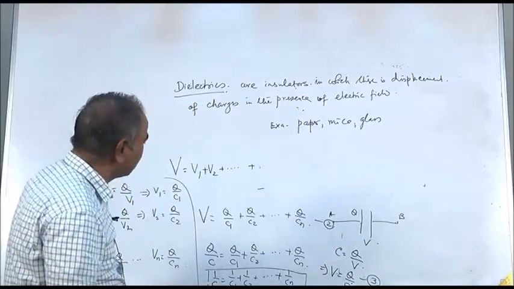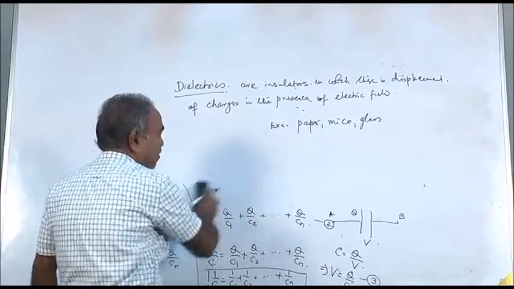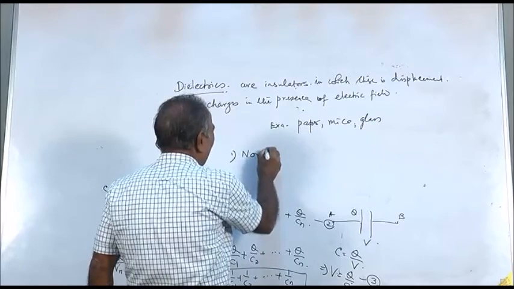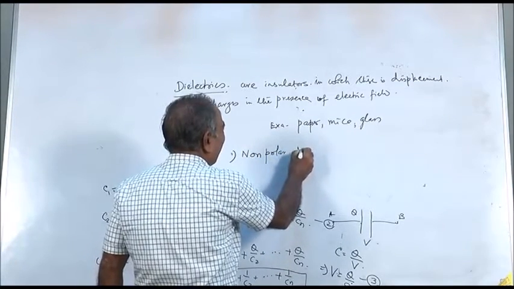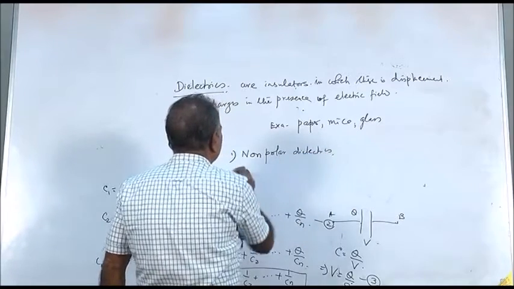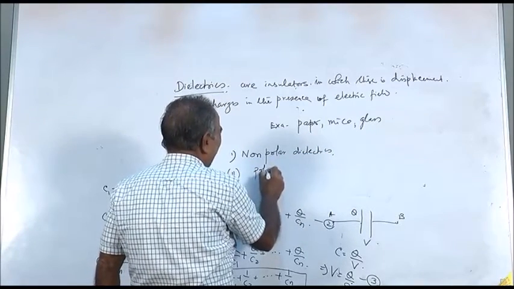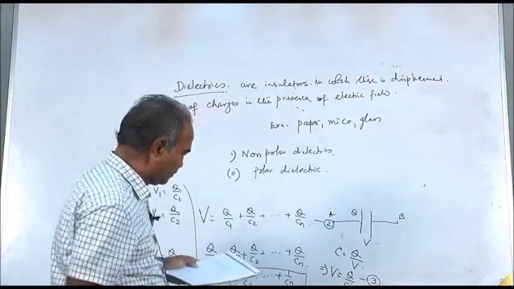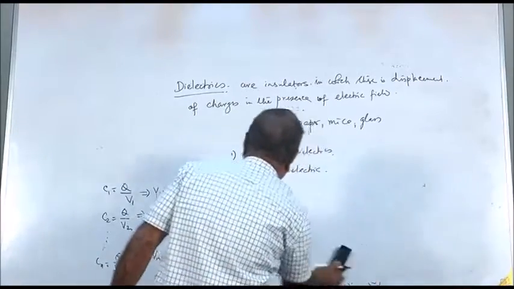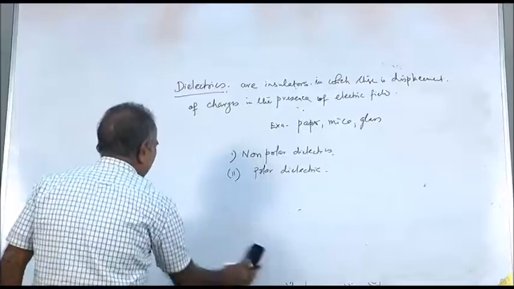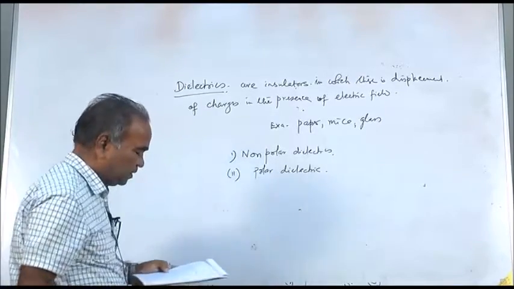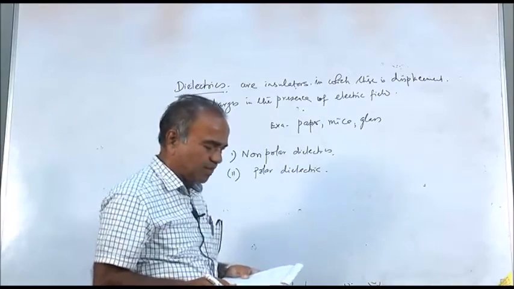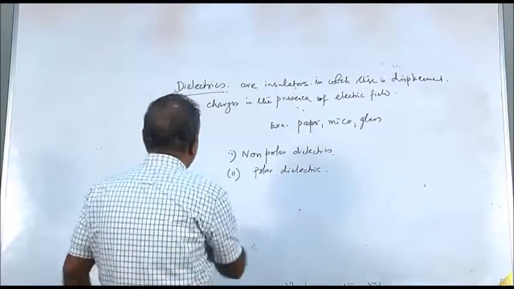And dielectrics are of two types. One is non-polar, the second one is polar dielectric. In non-polar dielectrics, the center of positive charge and negative charge coincide.